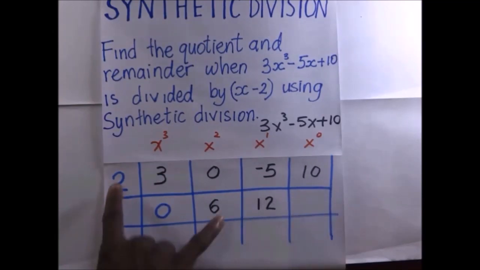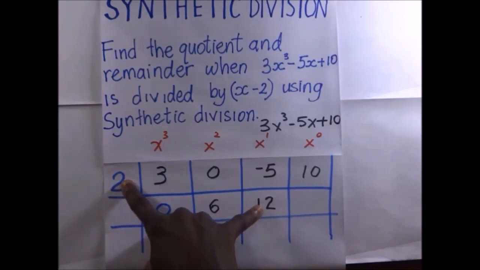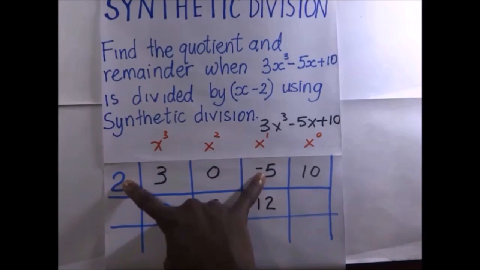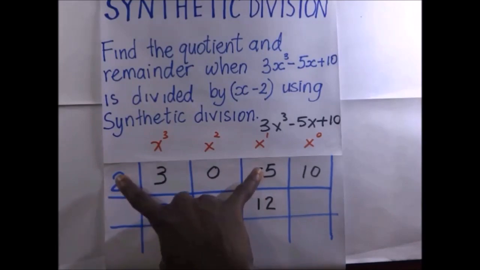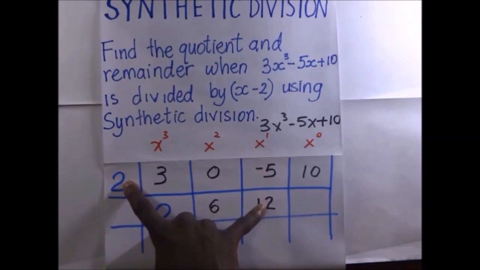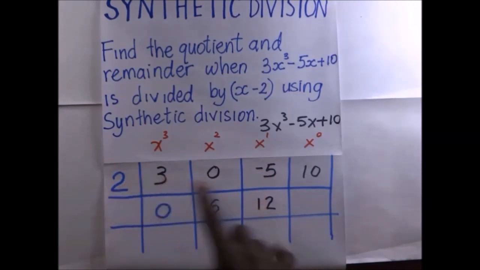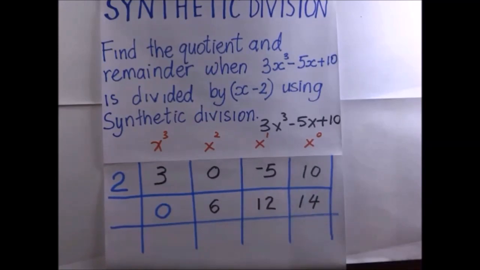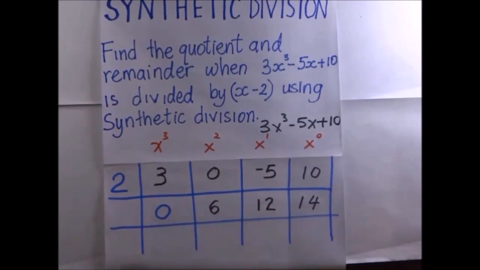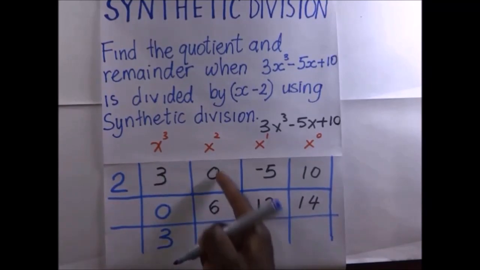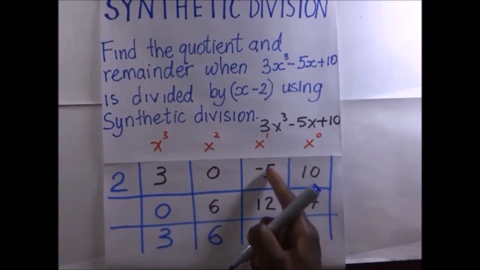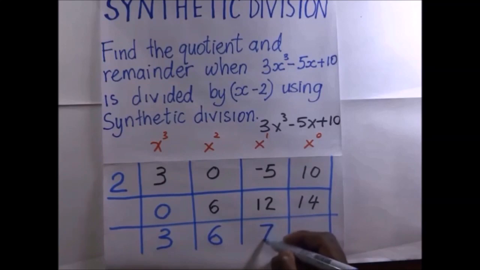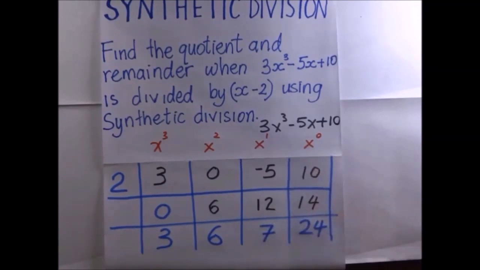We do the same. 2 times 12 is 24. Then 24 plus 2 times -5, which is -10. So -10 plus 24, we get 14. Put the 14 there. After filling in all these, we simply add them to get new terms here. So 3 plus 0, we get 3. 0 plus 6 is 6. -5 plus 12, we get 7. And then 10 plus 14, we get 24.